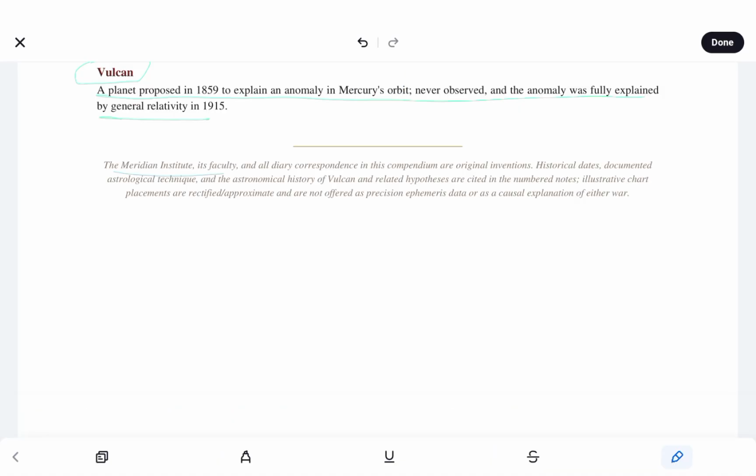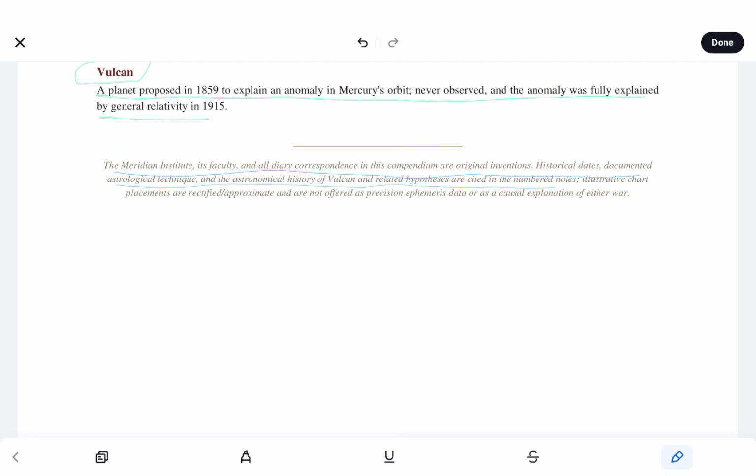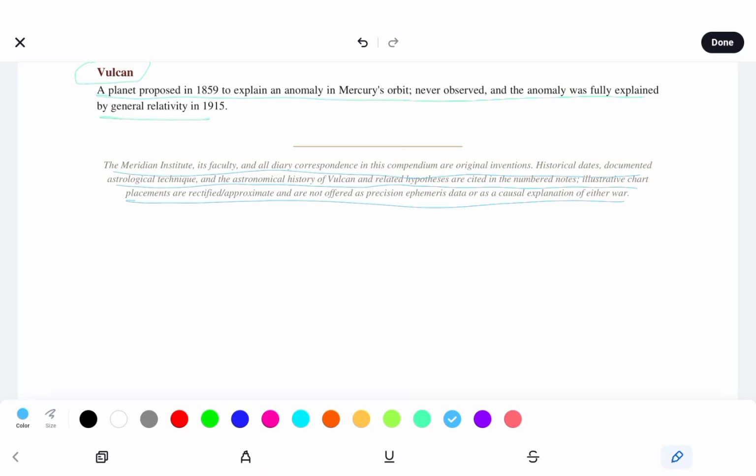So, the Meridian Institute's faculty and all diary correspondences are a compendium of original inventions. Historical dates, documented astrological technique, and the astronomical history of Vulcan and related hypotheses are cited in the numbered notes. Illustrative chart placements are rectified, approximate, and are not offered as precision ephemeris data or as a causal explanation of either war.